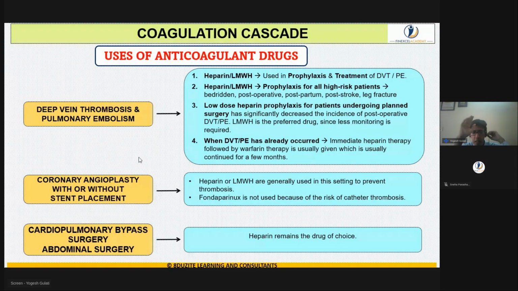So if somebody asks about the use of anticoagulant drugs, the most important are DVT and PE, deep vein thrombosis and pulmonary embolism. Then we can come out with coronary angioplasty with or without stent placement, cardiopulmonary bypass surgery, and any forms of major abdominal surgery or any other major surgery. So I think this is all.